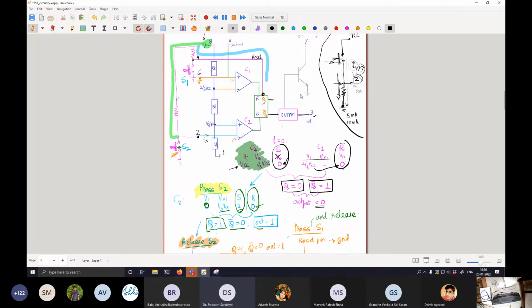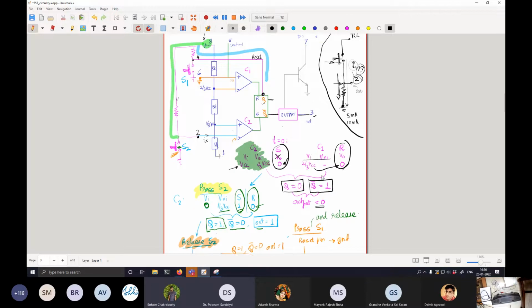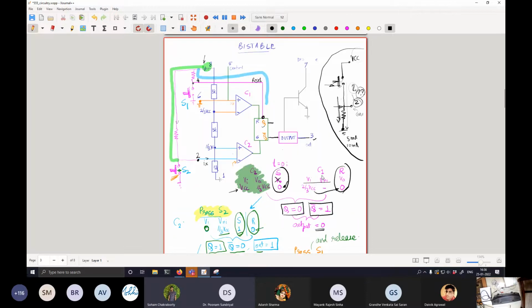Any doubt in this? It is very important for you to understand how this has taken place. Sir, I had one doubt in the structure of the timer. Why are we using an inverter and the Q bar pin? Why can't we directly use the Q?